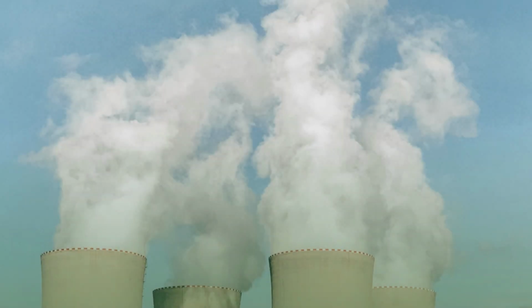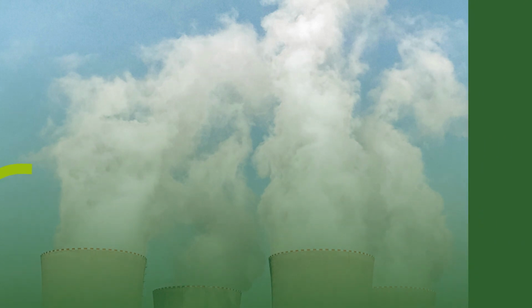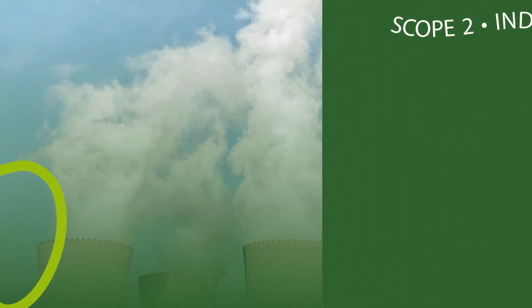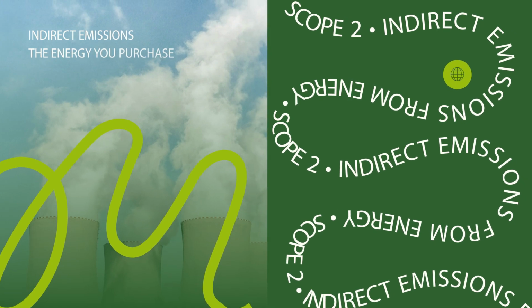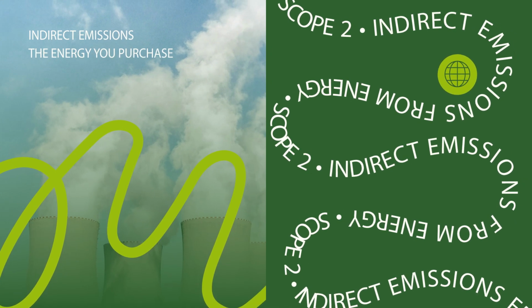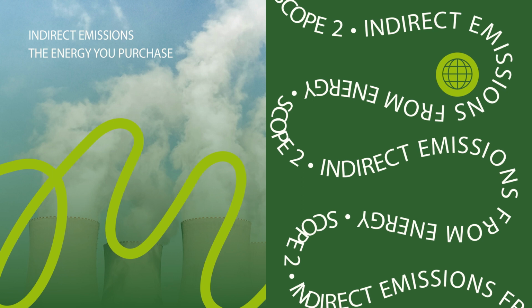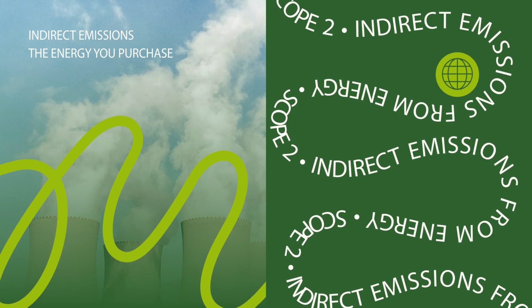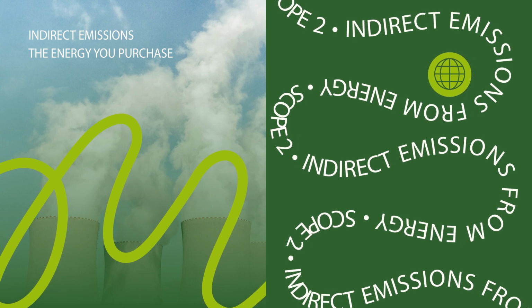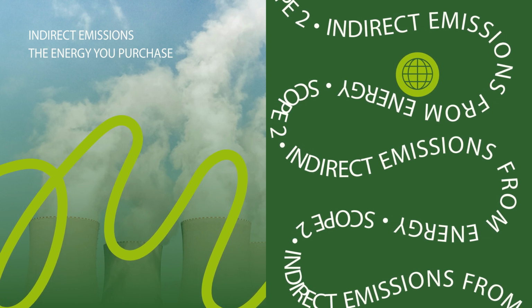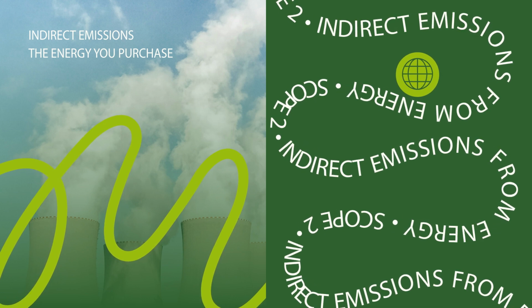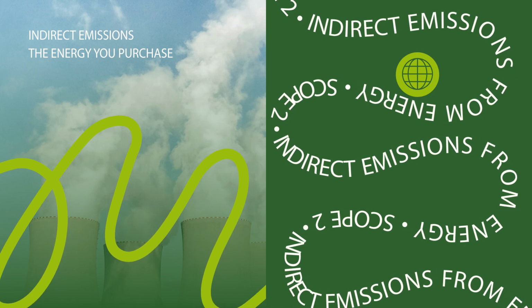The second is Scope 2 emissions. These are indirect emissions from purchased energy. Your factory also needs electricity to run. The emissions that come from the generation of that purchased electricity, heat, or steam are called Scope 2 emissions. Even though you're not directly burning fossil fuels on site, the power plant that supplies you energy is, and those emissions are attributed to your operations.